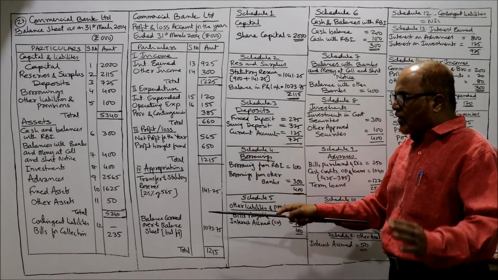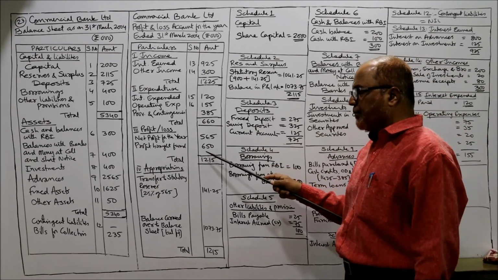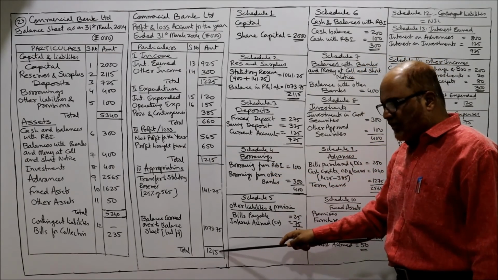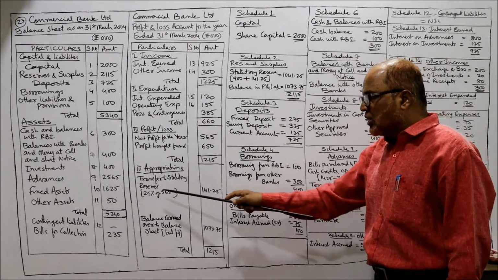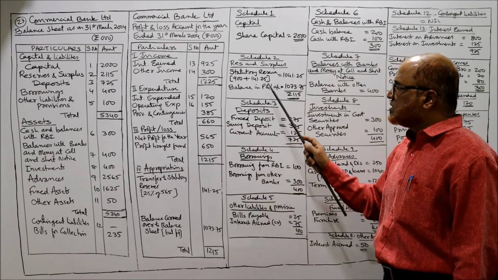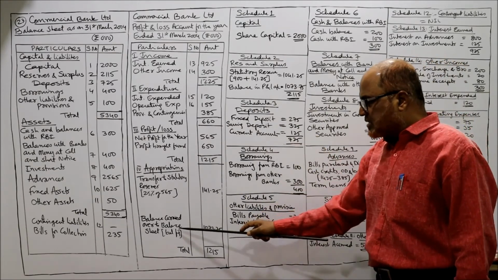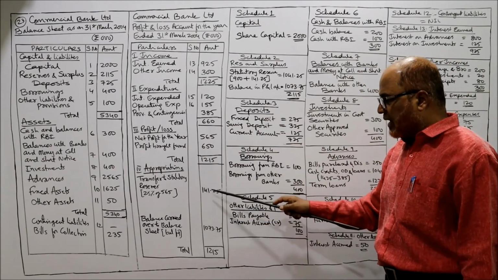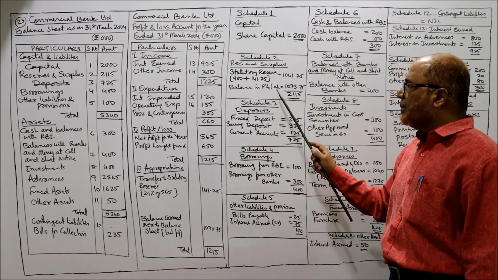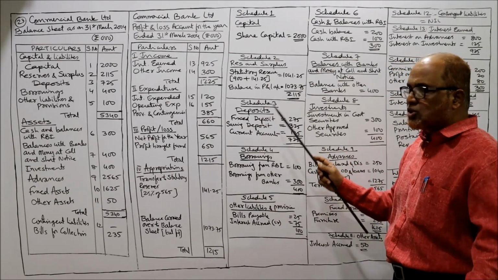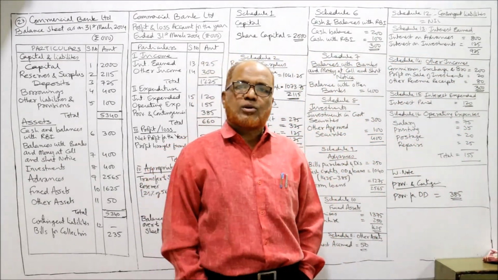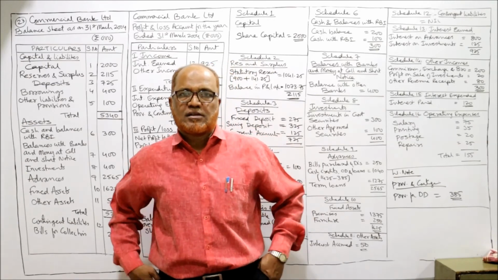And profit brought forward from last year, given in the problem, 650. So total profit 1215. Now appropriations. 25% of 565, 141.25, transferred to statutory reserve here. And balance carried over, the balancing figure, 1215 minus 141.25, 1073.75. This will be the balance carried over to balance sheet. That's all. So these are all the problems on final accounts of banking companies.